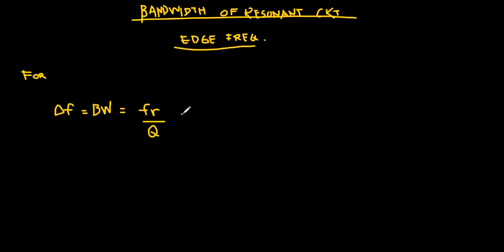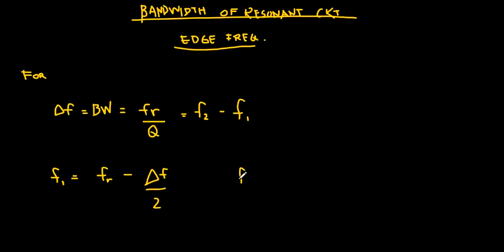Okay, so equal din yan sa F2 minus F1. Okay, so ito yung edge frequency natin. So sa edge frequency natin, para sa F1 natin, ang formula niyan is F1 is equal to FR minus yung ating bandwidth over 2.